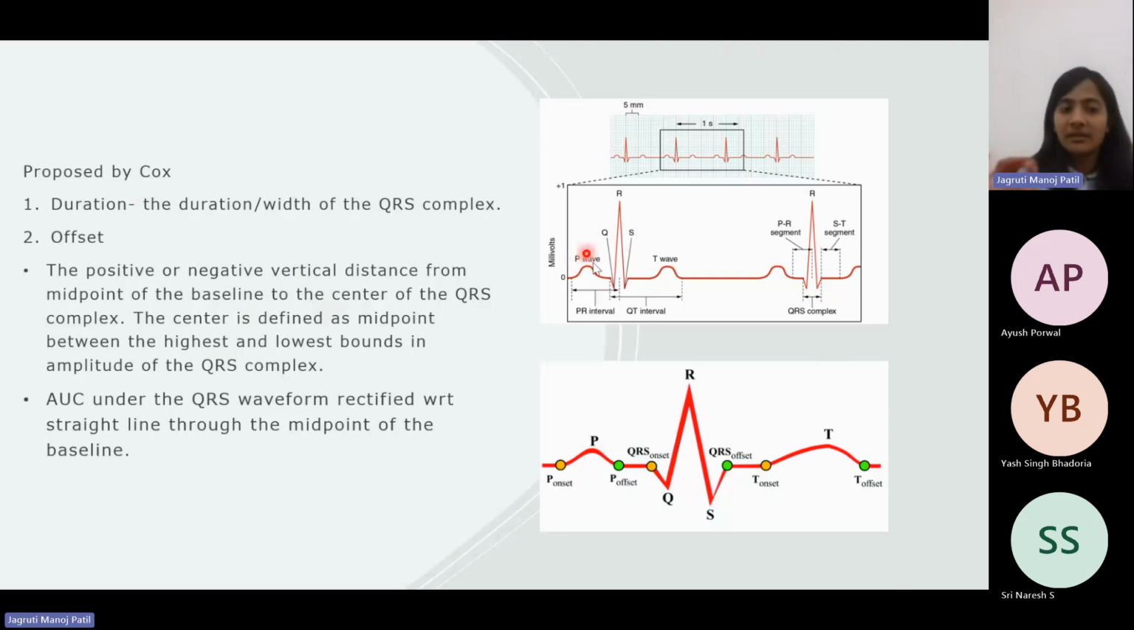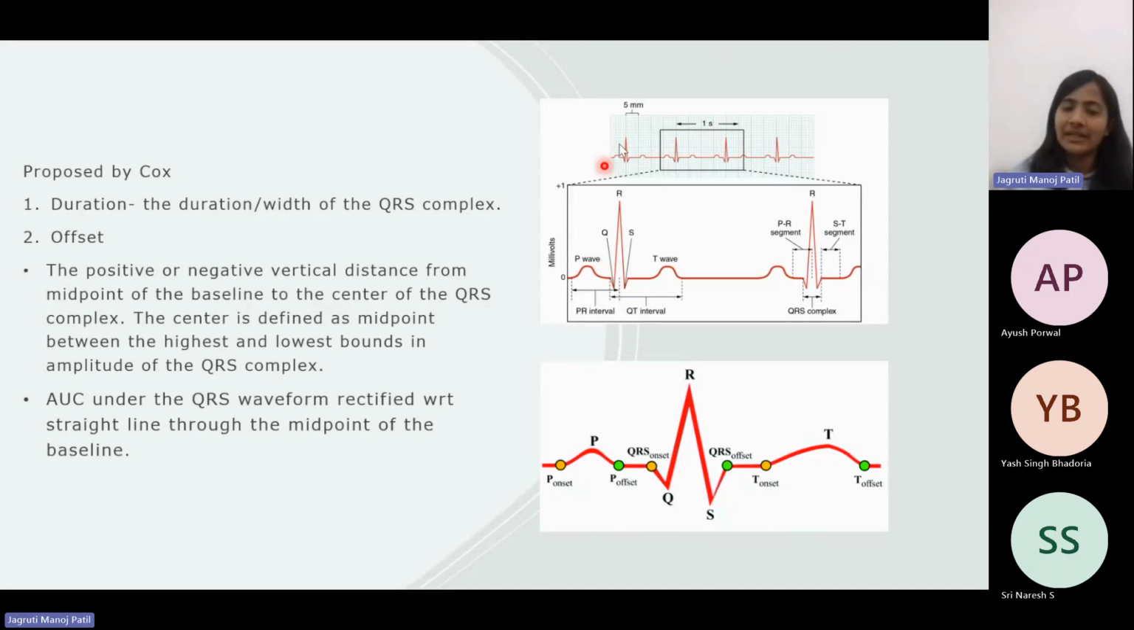Offset is the variation from the baseline of the signal, whether it's a positive variation or a negative variation. Your center is defined as the midpoint between the highest and lowest bounds in the amplitude of this QRS complex. So it's not the center as in the origin or the baseline of this line, but it's actually the center of this particular complex.